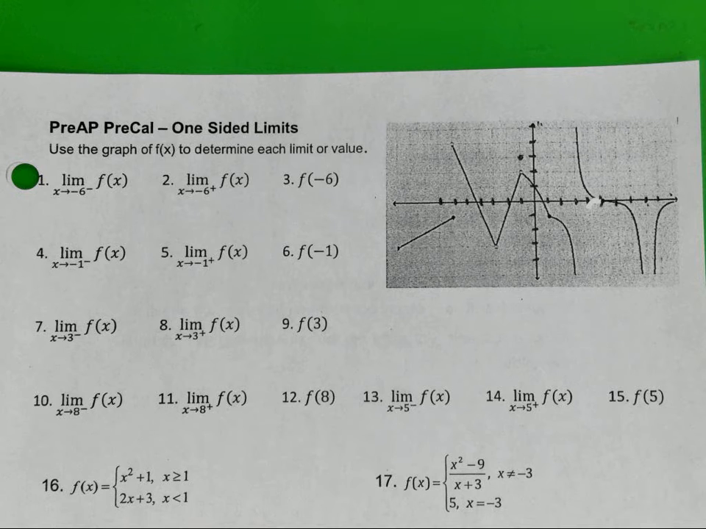Now, what would you put down for f of negative 6? Would you put the negative 1 or 4? Is that open or closed? Closed. And that is? So what would you put? Negative 1. Does that make sense?